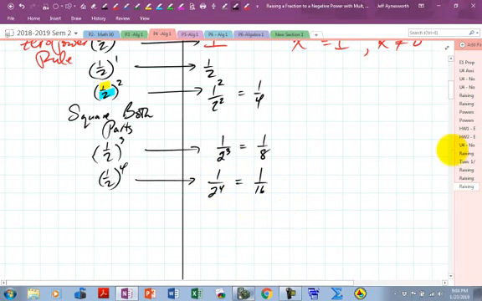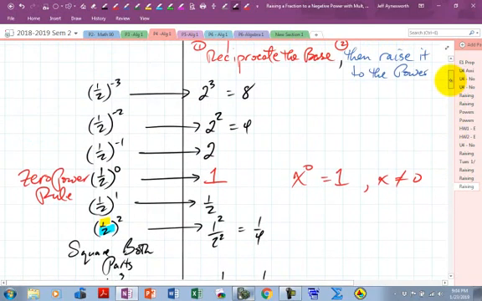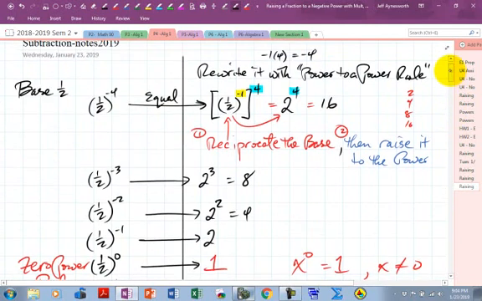All right, so this is true for any base. You do the same thing. So just remember this. Go back to the beginning. Whenever you have a fraction to a negative power, reciprocate it first and then raise it to the power. It's that simple. And as you get good with that, it becomes easy.